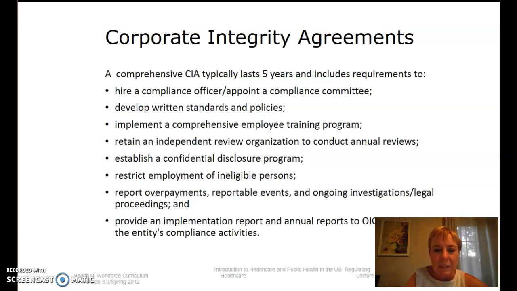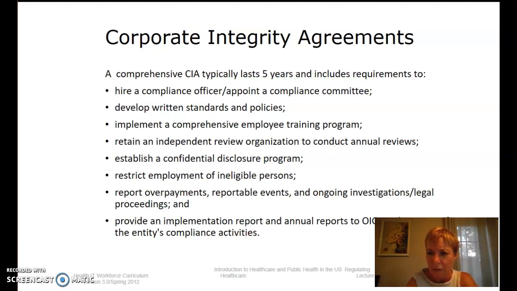Corporate integrity agreements. This might be a term that you may not have heard of, but they usually last 5 years. And basically what a corporate integrity agreement says is, this is what we're going to do to ensure that we have a compliance program. It tells you who they're going to hire. You write your policies and your procedures. You do comprehensive training. You assess that training to make sure your employees learn something. You establish a confidential disclosure program.